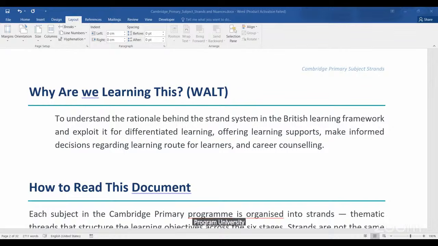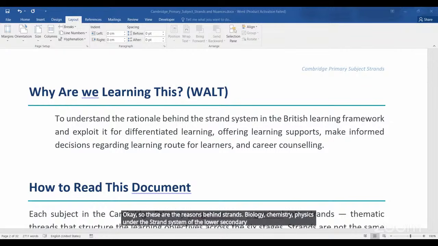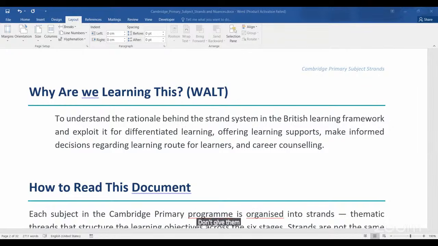Okay, so these are the reasons behind strands. Biology, chemistry, physics under the strand system of the lower secondary and primary, telling you that this child is strong in biology and chemistry, or chemistry and physics, is pointing to you that the child should go straight to SS1. Don't give them 15 subjects in SS1. Let the strand scores guide you.